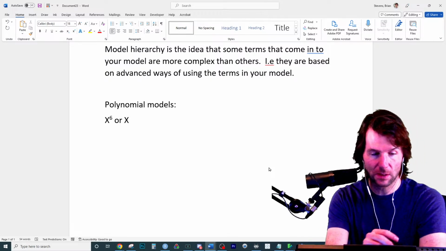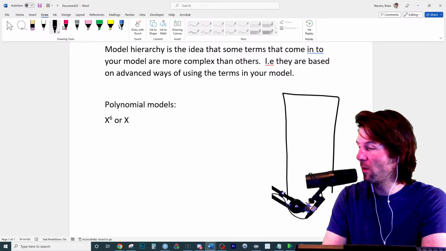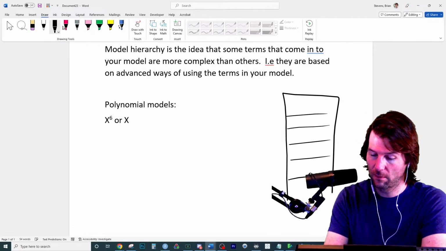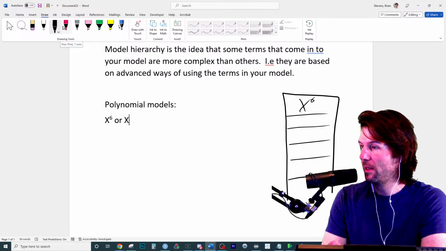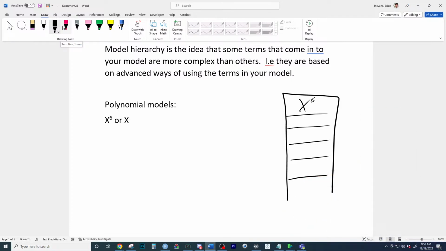So if we have X to the 6th power in our model, then what needs to be in our model? To keep model hierarchy, we would need what? To preserve model hierarchy, we would need what? Which is not required, but if we have a model, let's show it over here.